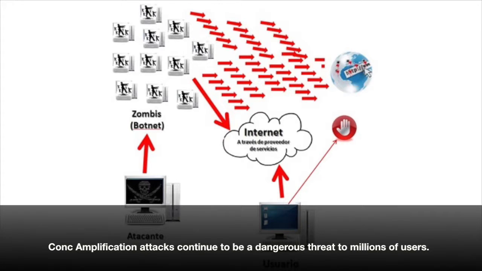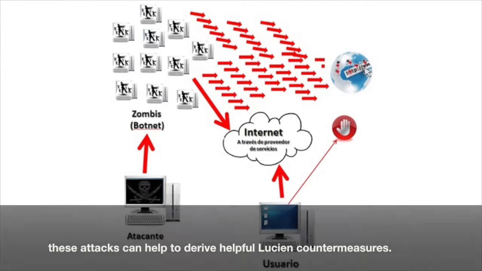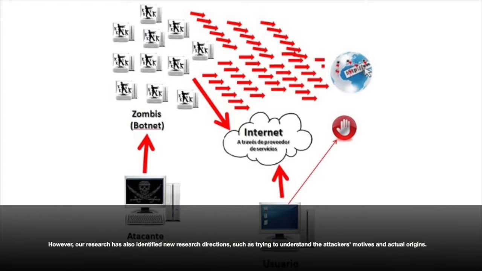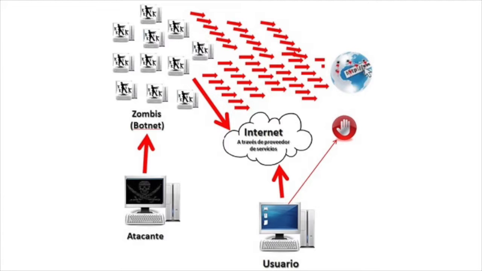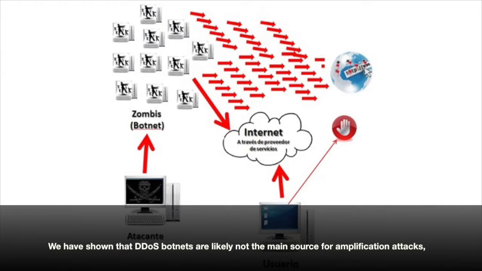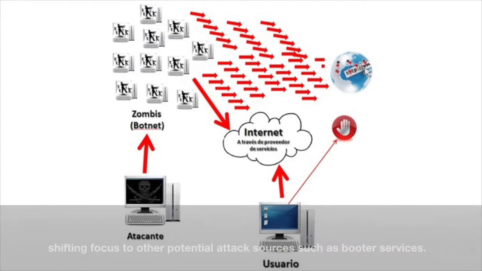Conclusion. Amplification attacks continue to be a dangerous threat to millions of users. We have shown that one can passively monitor attacks, and insights into these attacks can help to derive helpful countermeasures. However, our research has also identified new research directions, such as trying to understand the attacker's motives and actual origins. We have shown that DDoS botnets are likely not the main source for amplification attacks, shifting focus to other potential attack sources such as booter services.